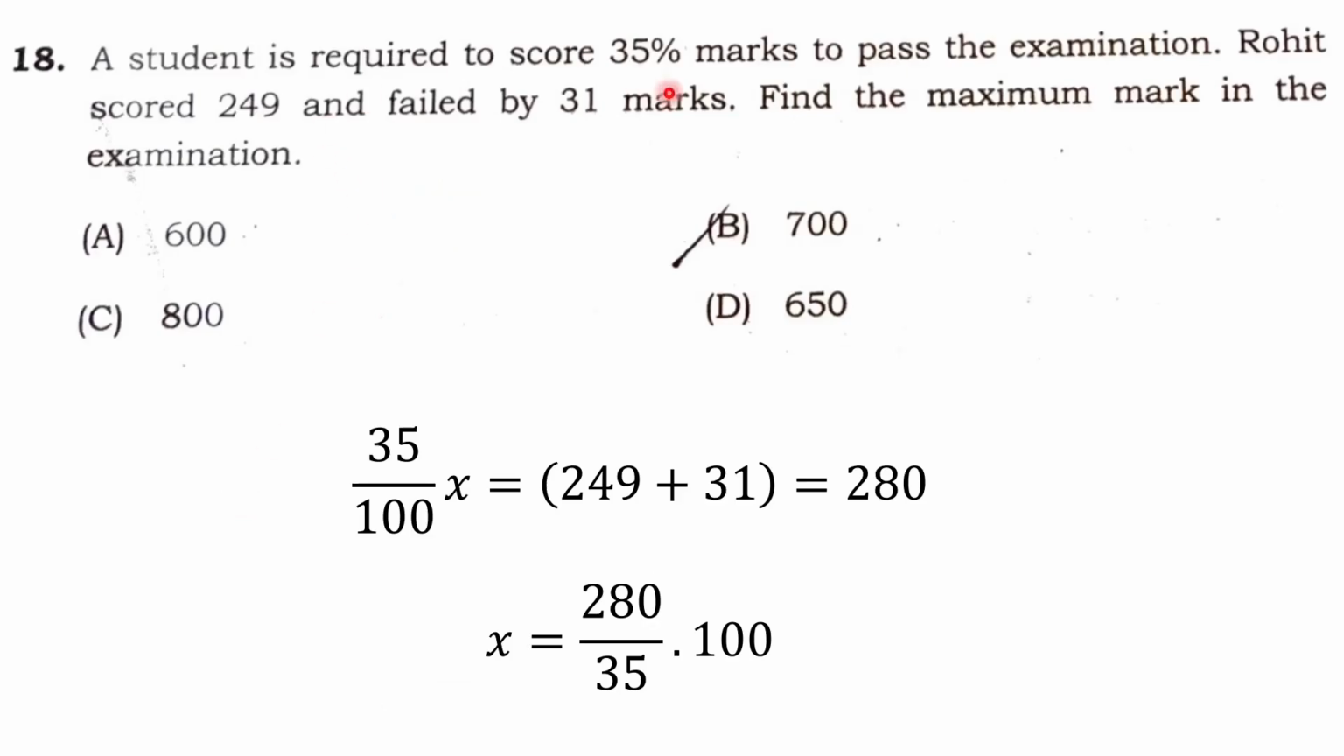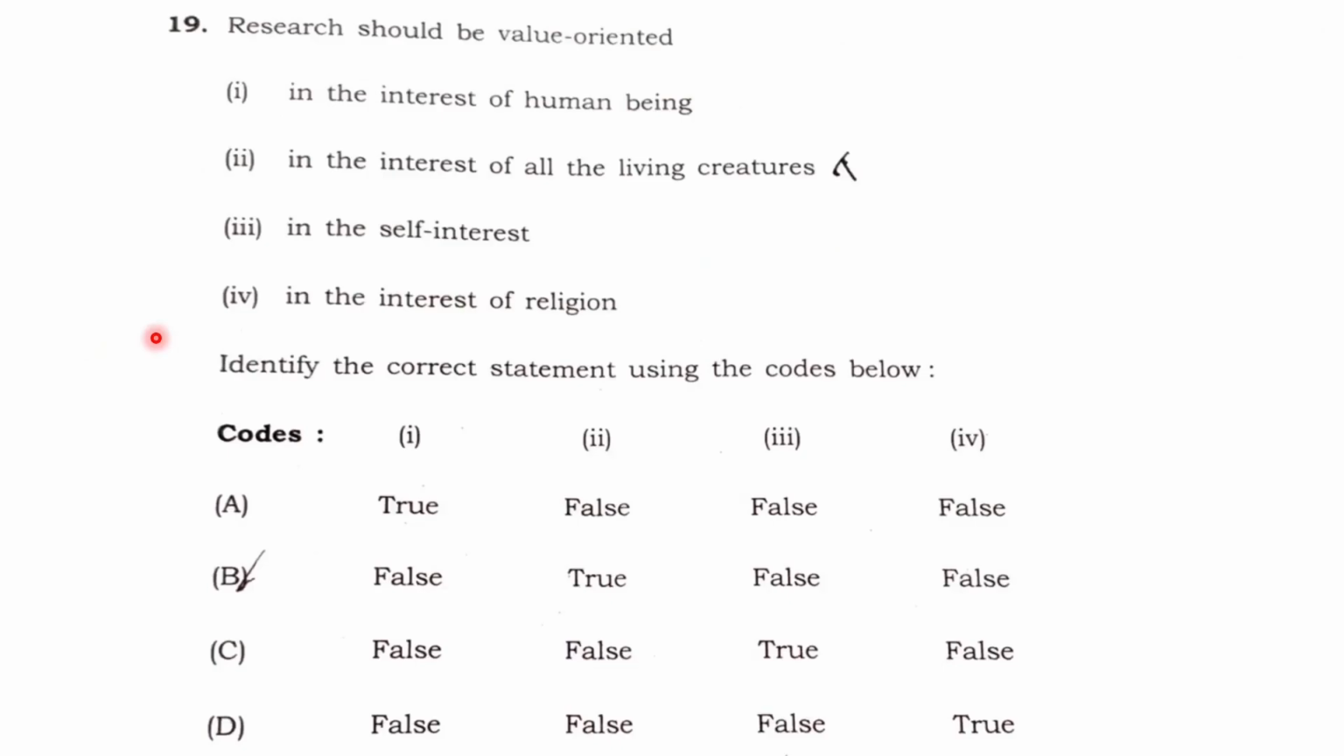Next, a student is required to score 35% of marks to pass the examination. Rohit scored 249 and failed by 31 marks. Find the maximum marks in the examination. So what we will do, we will choose the maximum marks to be X. So the pass mark is 35% of X. Rohit scored 249 and he failed by 31, so the pass mark should be 249 plus 31, which is 280. Therefore X is equal to this and the answer is 800. So the correct answer of this question is 800.